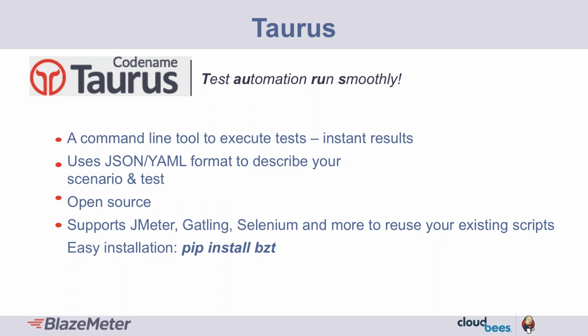The cool thing about Taurus is it supports 9 different open source load testing tools, such as JMeter, Selenium, Gatling, the Grinder, Locust.io, etc. But you don't really have to learn the syntax of all of these tools, and especially for JMeter, you don't have to get inside the JMeter GUI. You can simply write your performance test scripts using YAML or JSON formats, which are familiar to all, and very easy to use, very easy to modify.